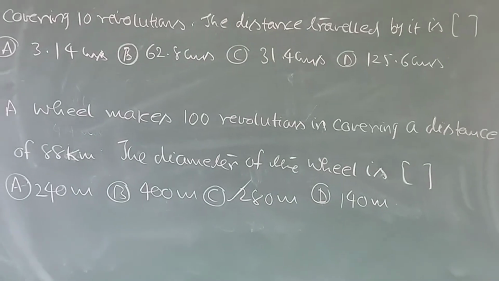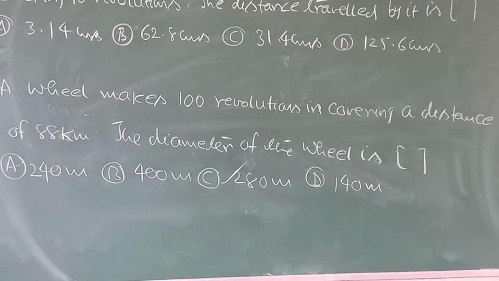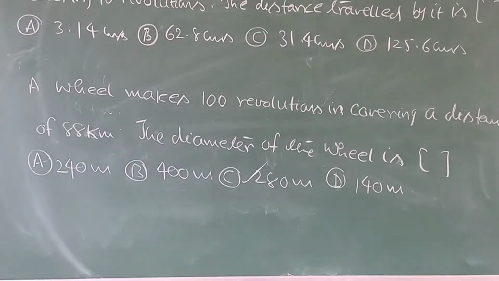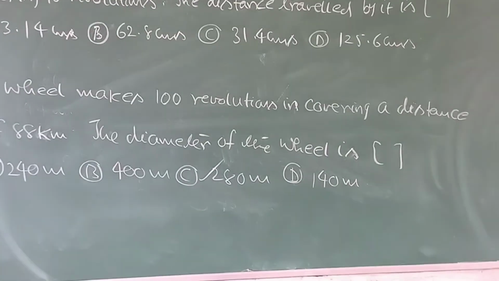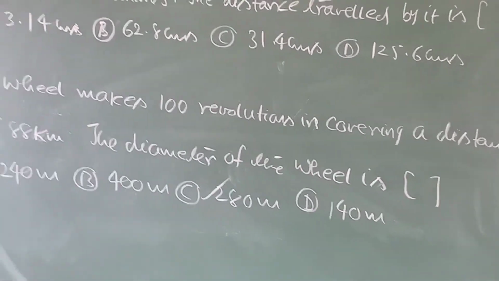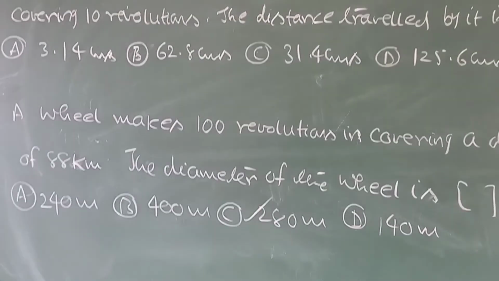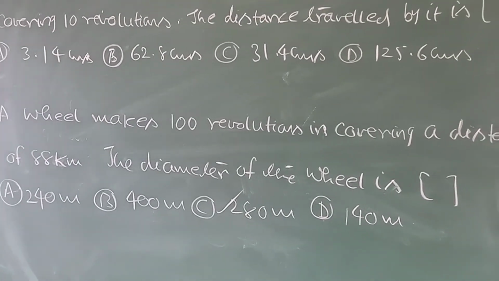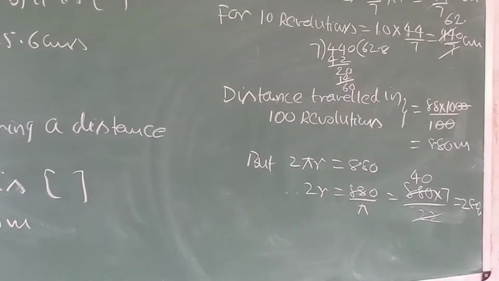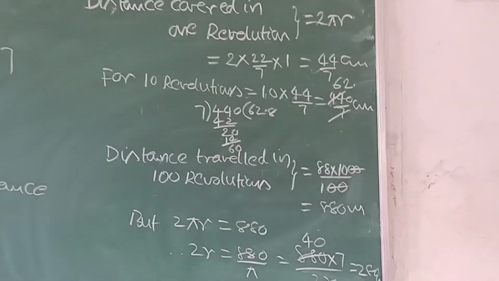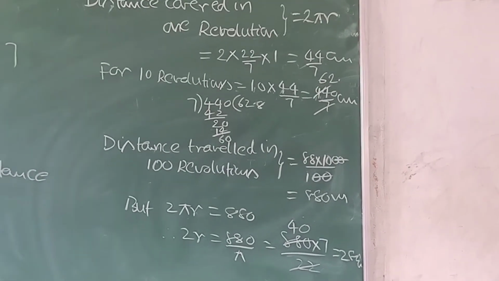So let us work out one more problem with the same model. A wheel makes 100 revolutions in covering a distance of 88 kilometers. The diameter of the wheel is? Here also the distance covered in 100 revolutions is given. What is the distance covered in 100 revolutions? 88 kilometers. So once we convert this into meters, 88 into 1000.